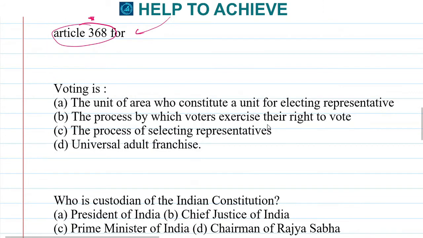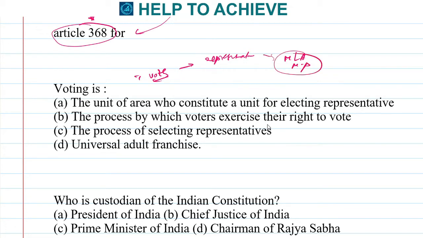Next, voting. In India we vote. So what exactly is voting? As I've said in the previous questions, we are giving a vote to a representative, like either the MLA or the MP, and that is how they are being selected. So among the options, if you see, voting is the process of selecting the representatives, right? So this is the correct answer.